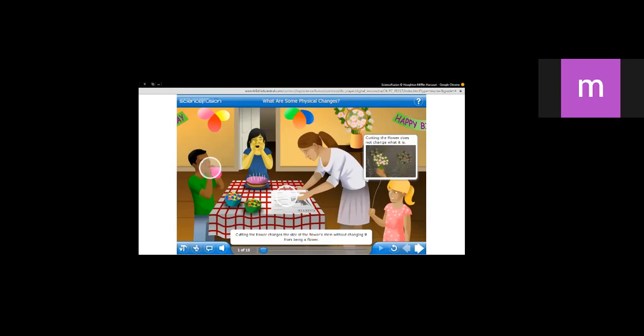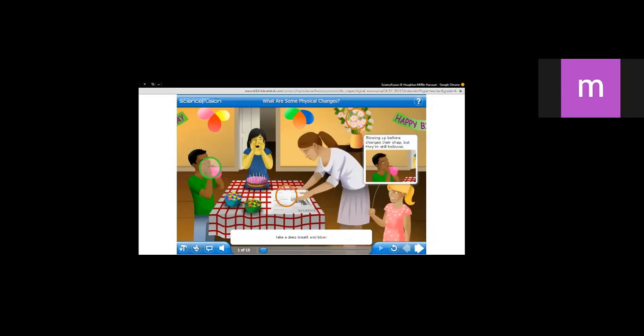Cutting the flower does not change what it is. What is this? These party hats are clever. My friends took a sheet of newspaper, opened it up, and folded it into a hat. They made a hat for everybody, but because I'm the birthday kid, my hat had a pom-pom on top. Although we're all wearing hats now, they're still just newspapers.